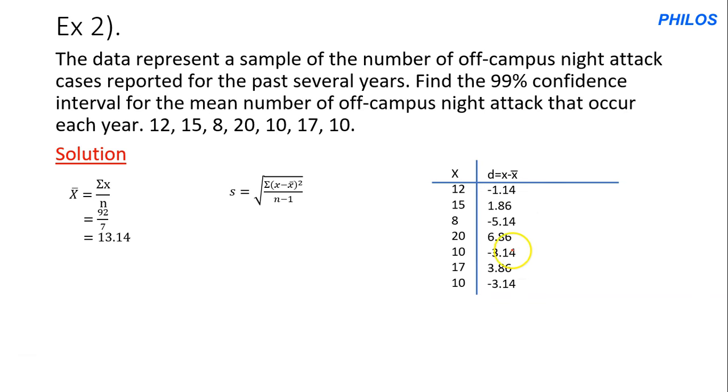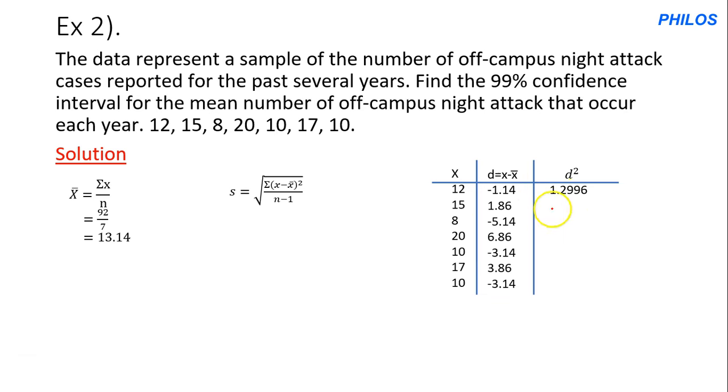And after getting each of these values, you also create another column for deviation square, that is x minus x bar square, but I just write it in short, d square. Since x minus x bar means d, d square is the same as x minus x bar square. It means that we should square each deviation. So negative 1.14 square will give you positive 1.2996. Please bracket the negative 1.14 before you square it, so that you get a correct answer.